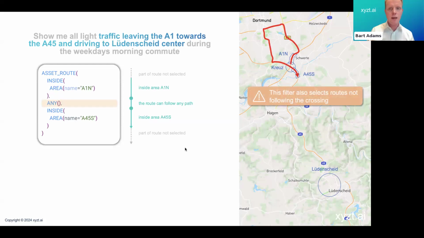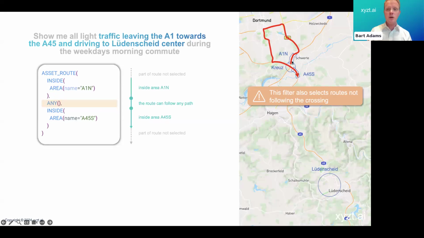There's a small problem with this query, and it's highlighted here on the map. Basically, this trip, for example, a car or a truck driving from the south to the north, enters the A1N area. Then it can be anywhere, so it drives back to Dortmund here, it gets back on the highway here, and then it goes to A45S. So you see this red section of a trip also fulfills the query, or it also gives a true result, because matching this against this trip is also true. It's also correct. And this is not what we want.